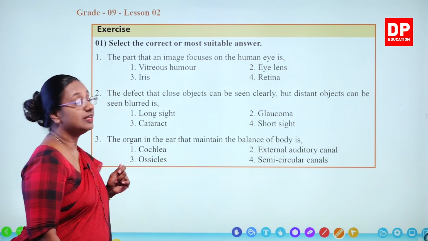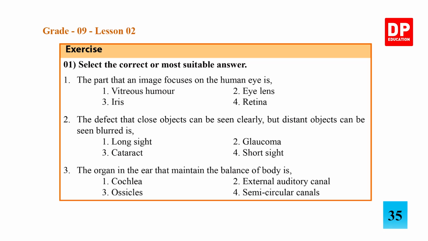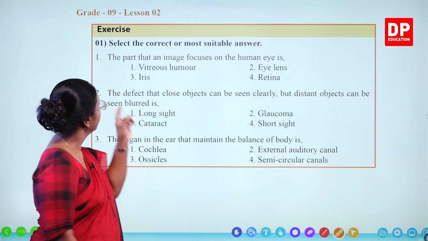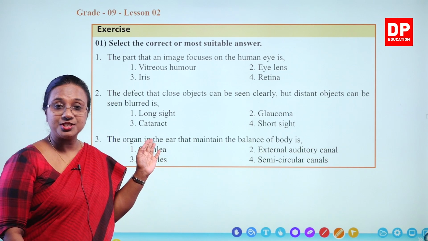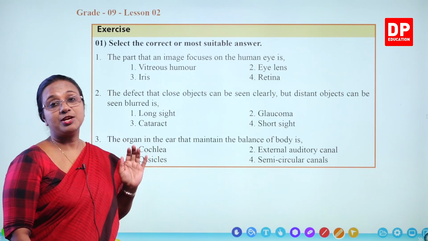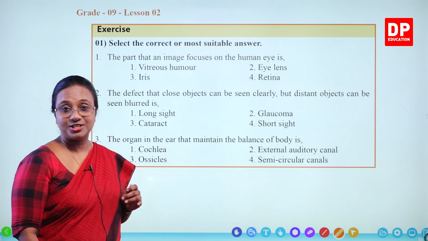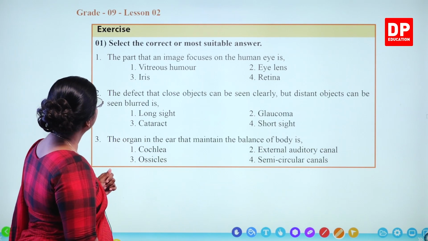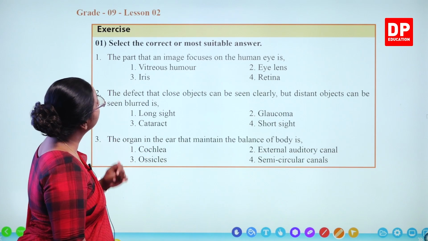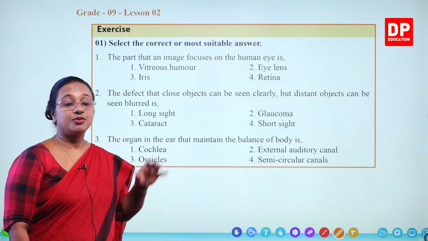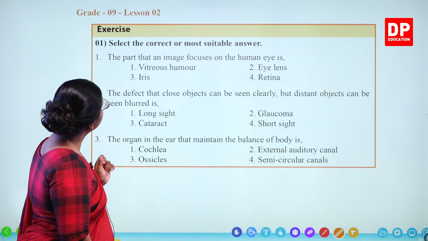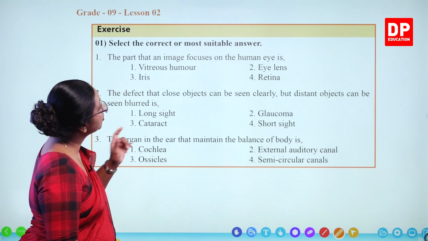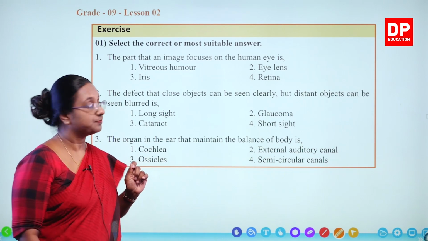I'll start off with the questions given in your textbook, grade 9, lesson 2. So, the exercise, I'm sure you all have already answered the questions. If not, answer it by yourself first and then listen to the discussion. The first one, select the correct or most suitable answer. So, it can be either correct or most suitable. The part that an image focuses on the human eye is.